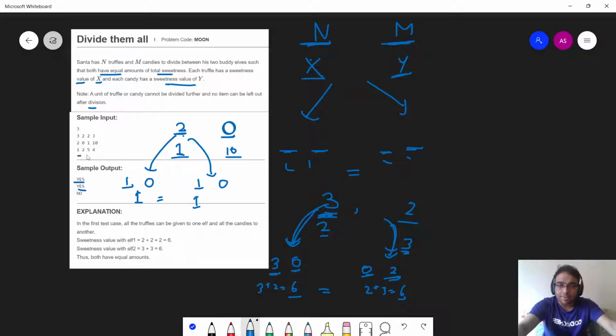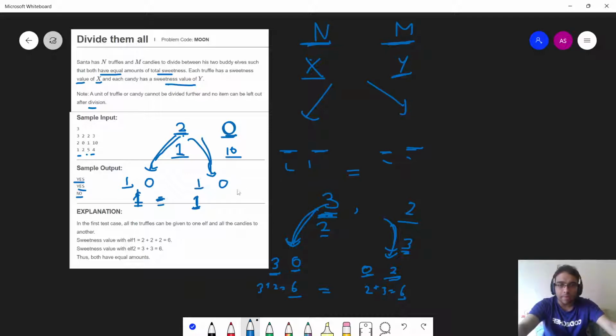In my next case you'll observe that the answer will be no, because no particular configuration will be possible to distribute them in two ways. So this is what the problem is saying: how can we distribute our truffles and candies into two groups such that the net sweetness value of both groups is the same, right? So how can we approach this type of problem?